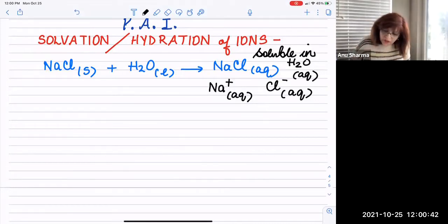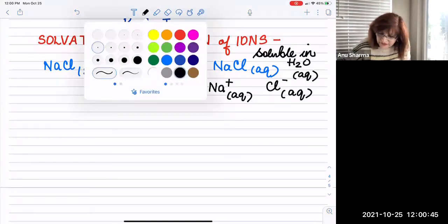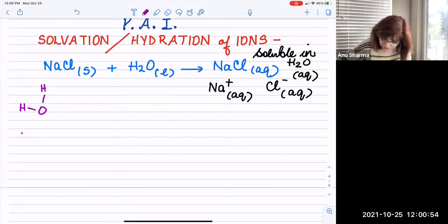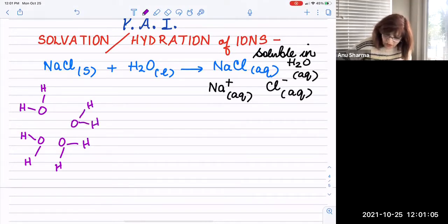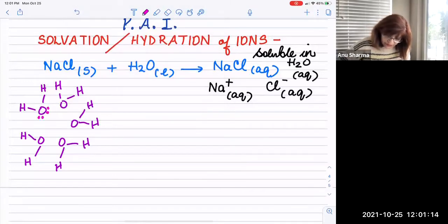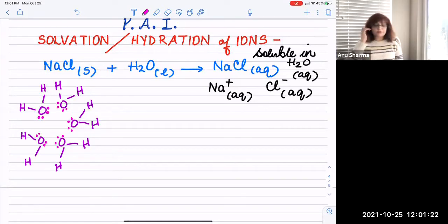Okay, now, what's happening here is that water, look at this, water: hydrogen, oxygen, hydrogen, oxygen, hydrogen, oxygen, hydrogen. Okay, so here we see that oxygen has the lone pairs. Every oxygen atom has a lone pair. Lone pair means these electrons are just sitting bunched up on one side.